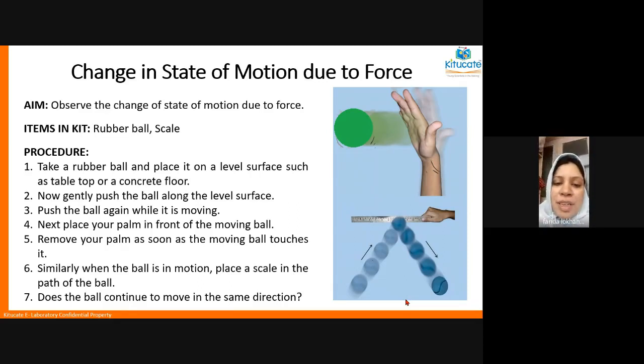This was the first thing. You're going to change the state of motion of the object. That is, you're going to set it into motion, and you're going to bring it to rest. Okay. Now, similarly, you're going to again set the ball into motion. Just put the scale in the direction of the ball, and then you're going to tell me what happens once the ball hits the scale. The ball the second time should be with a little bit more force. Is this clear? Are both the activities clear?